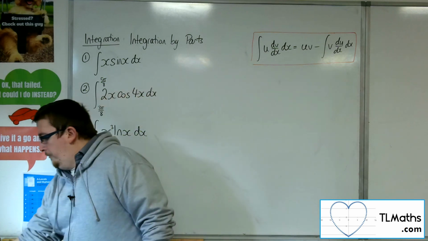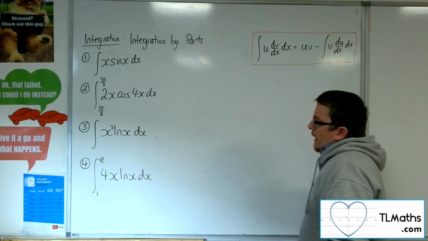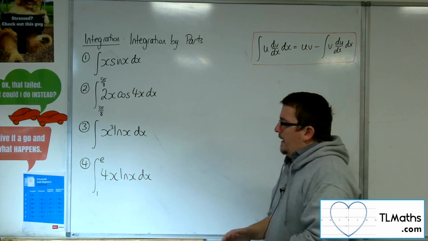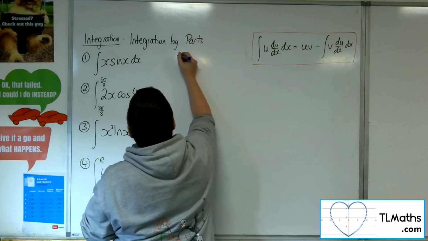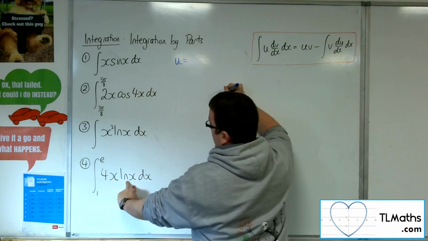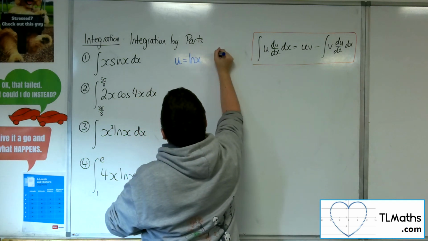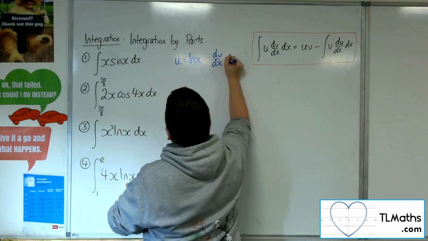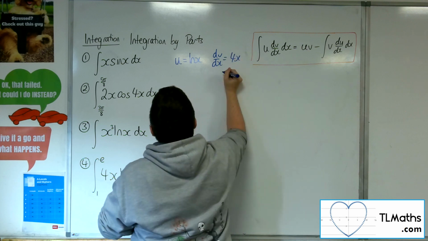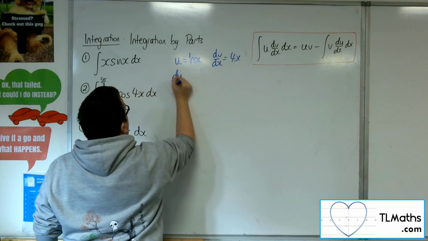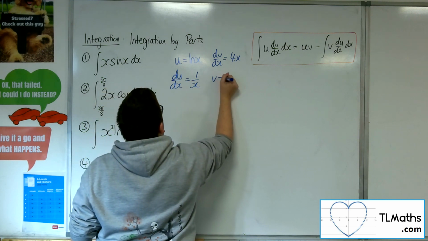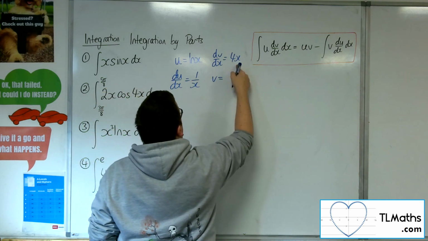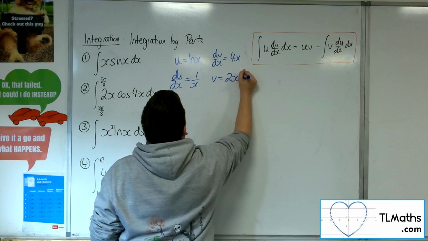Okay, let's have a look at number 4. 4x log x dx evaluated between 1 and e. So the u will be the log x, and the dv by dx will be the 4x. So du by dx is 1 over x, and v will be the integral of 4x, which is 2x squared.